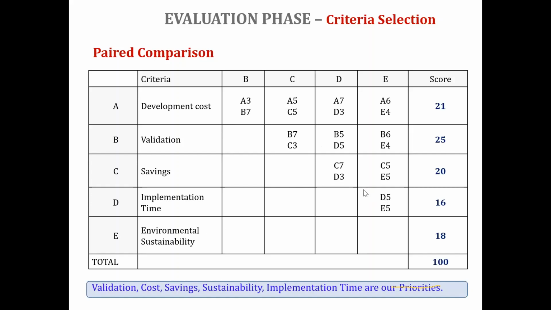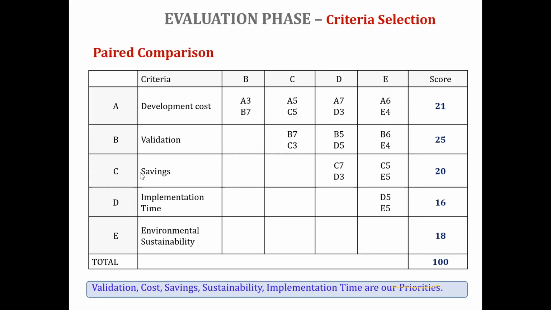Good. So now you listen very carefully. Now what I have to do is score each and every parameter. I need to put the score. See, I need to add the A value. A: 3 plus 5 plus 7 plus 6 will be 21. Okay, so the overall score for development cost is 21, and the overall score for validation, the B point, is 25. B: 7 plus 7 is 14, 14 plus 5 is 19, 19 plus 6 is 25. And A will be 3 plus 5 is 8, 8 plus 7 is 15, and 15 plus 6 is 21.